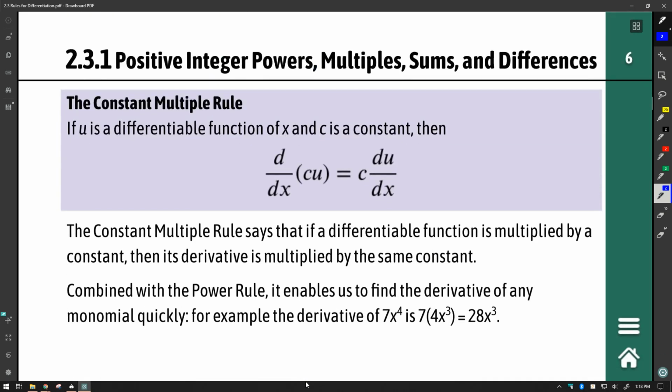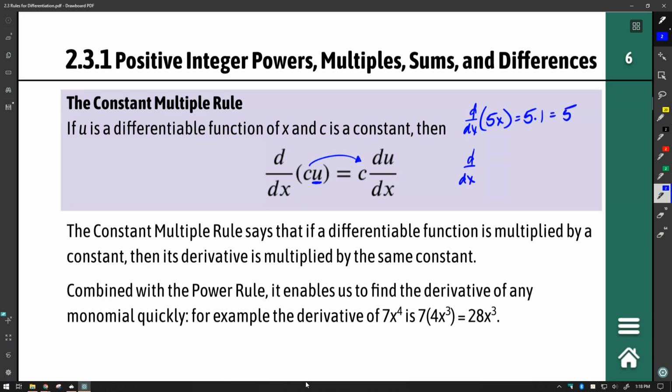So let's move on. Here's another rule. It's called the constant multiple rule. It says if u is some differentiable function of x, so u just stands in place of some function, and c is a constant, then the derivative of the constant times u is equal to the constant times the derivative of that function. In other words, the constant just kind of comes along for the ride as a multiplier. So if we looked at, say, the derivative of 5x, we would have 5 times the derivative of x, which is 1, which is now 5.